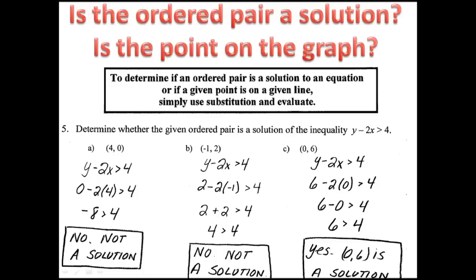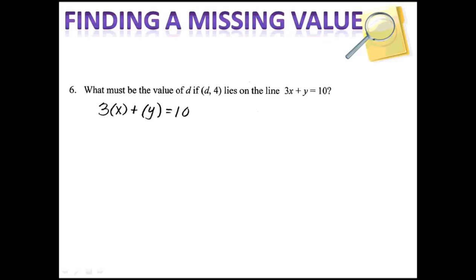The last thing I want to show you today is how to find a missing value. These are cool little puzzle-like problems, and they tell us we have a line. The equation is 3x plus y equals 10. So we have the function 3x plus y equals 10. And they say that we're using the ordered pair (d, 4). If I drop a d into the machine, it spits out a 4. But the d is actually a number. What is the number that I stick into the machine so that it gives me a 4?